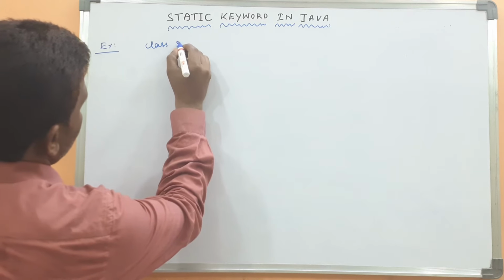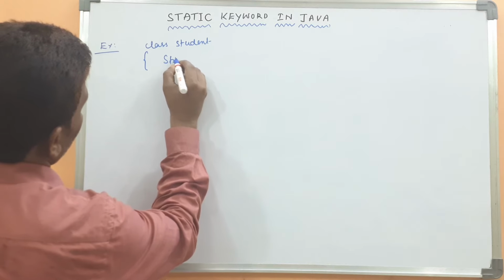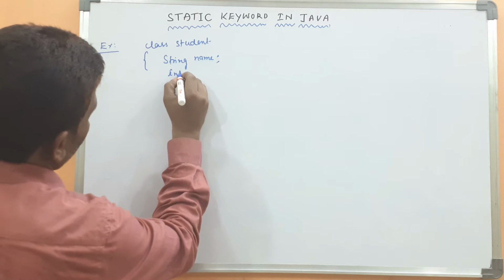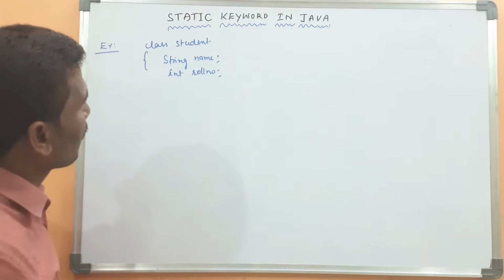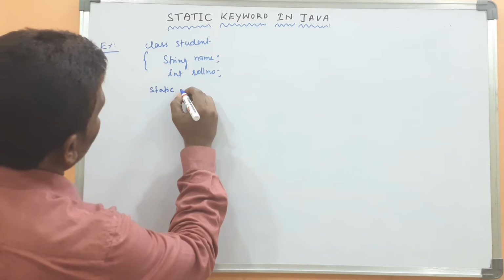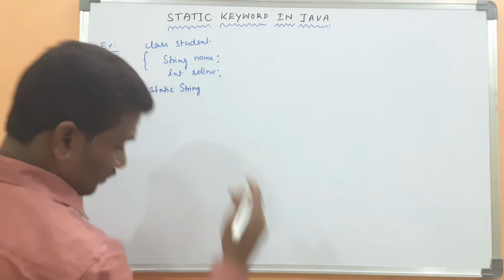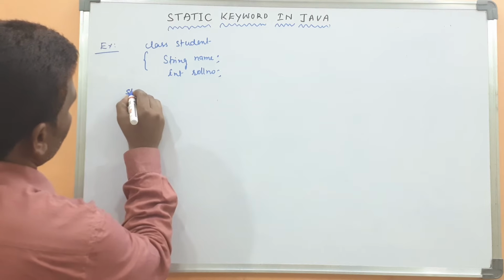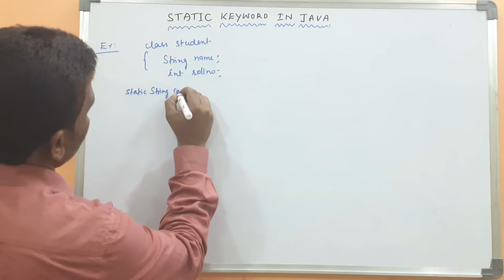Class Student, having a String name of the student, then an integer roll number, then a static variable, static String college.